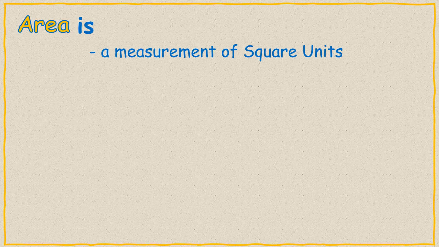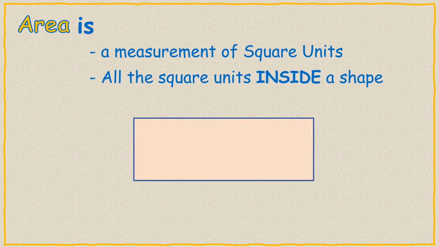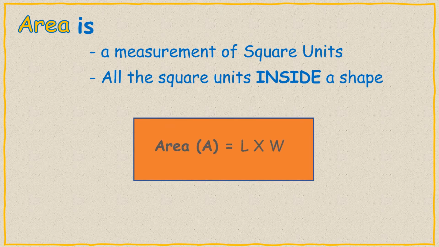Area is a measurement of square units. Basically what that's saying, it's all the square units inside of a shape. If I wanted to cover up the entire shape, I would be looking for the area. In order to find area, I would have to do length times width.